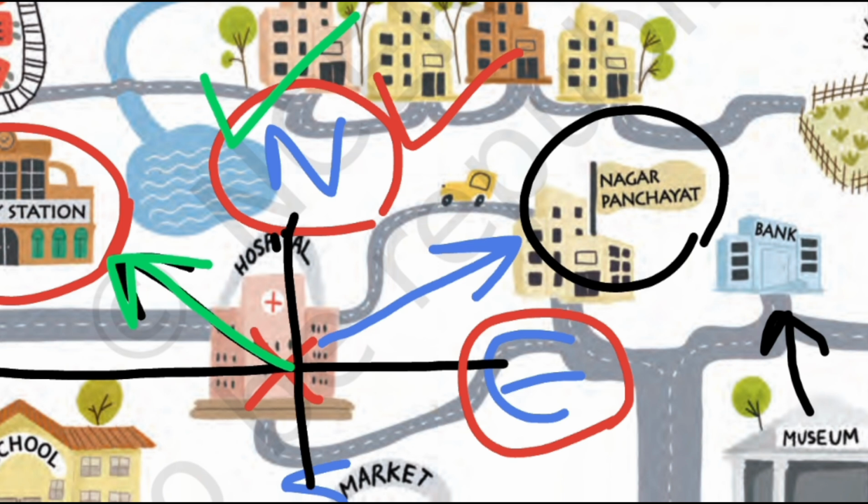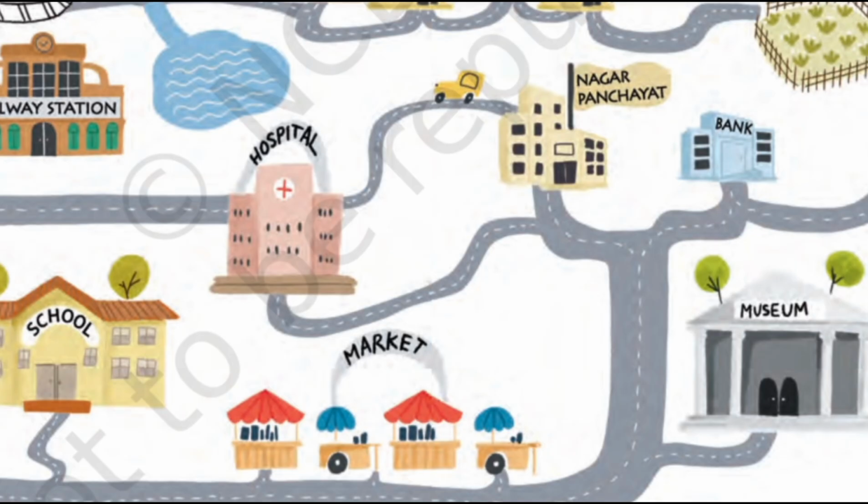So we will say that Nagar Panchayat is in the northeast direction. Northeast means between the north and east. So we will say Nagar Panchayat is in the northeast direction of the hospital. Do you understand? If you understand, I will ask a question.